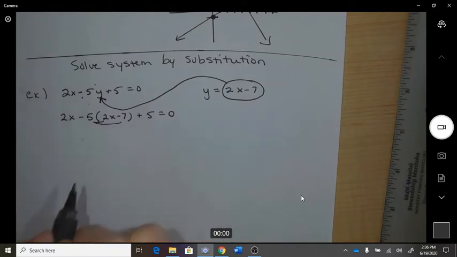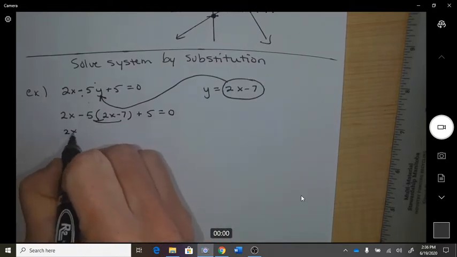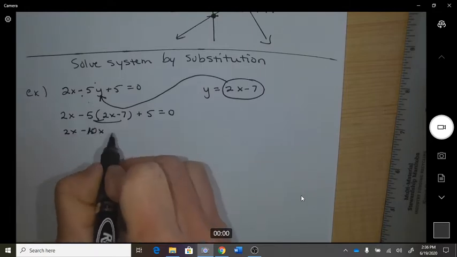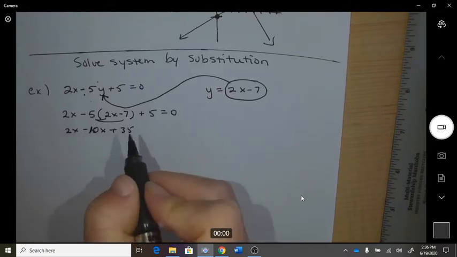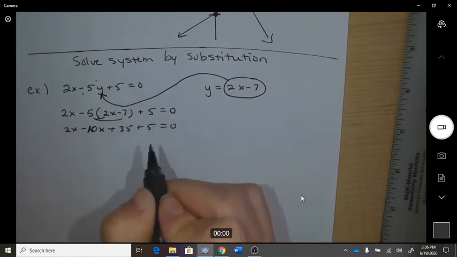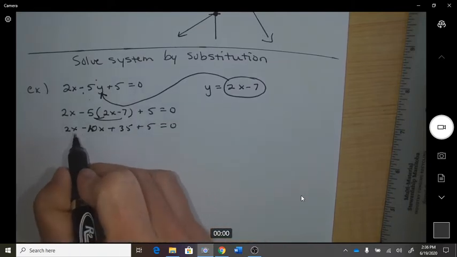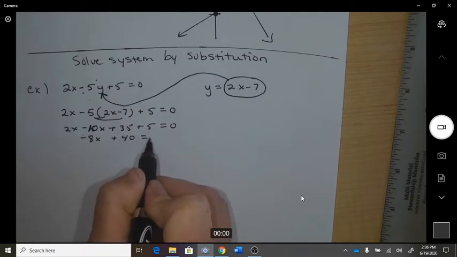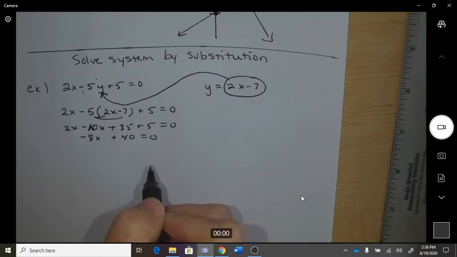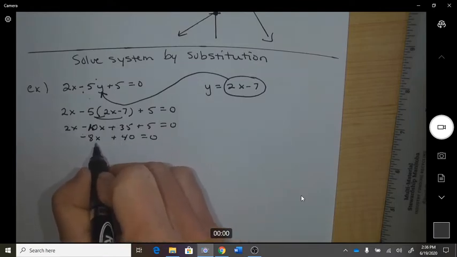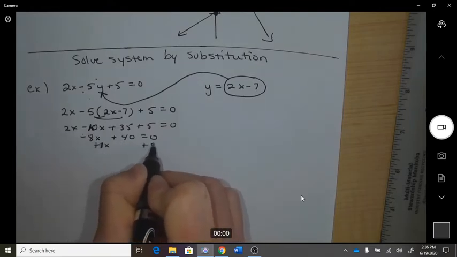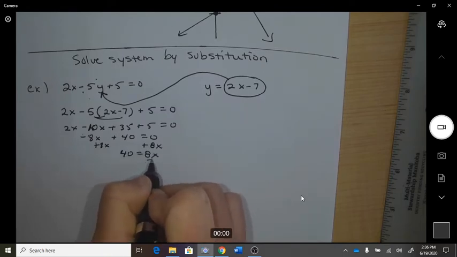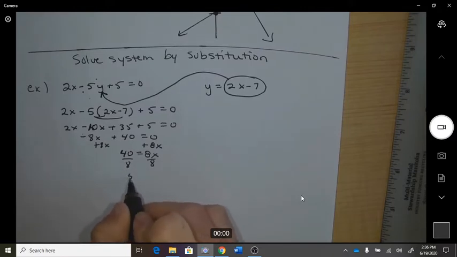So first thing I would do is distribution. So minus 10x plus 35 plus 5. So I'm going to collect these x terms together, so negative 8x. I'm going to collect the numbers together. Move one thing over, it doesn't matter. So I'm going to add 8x to both sides. And then divide. So x is 5.